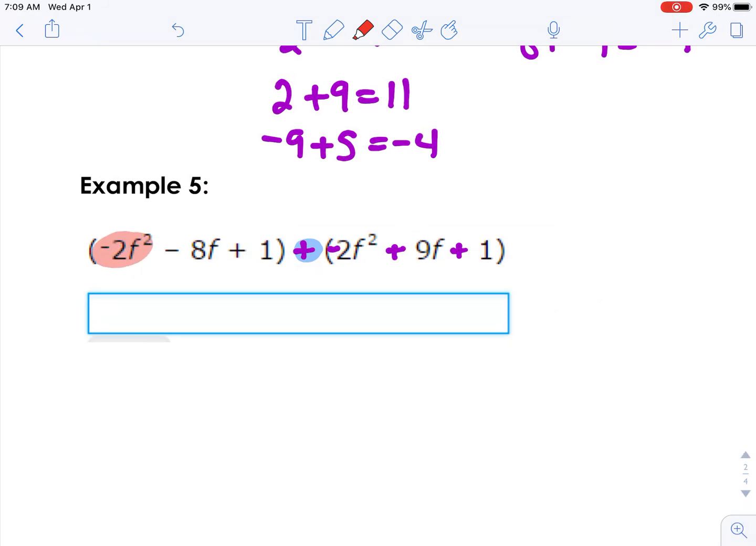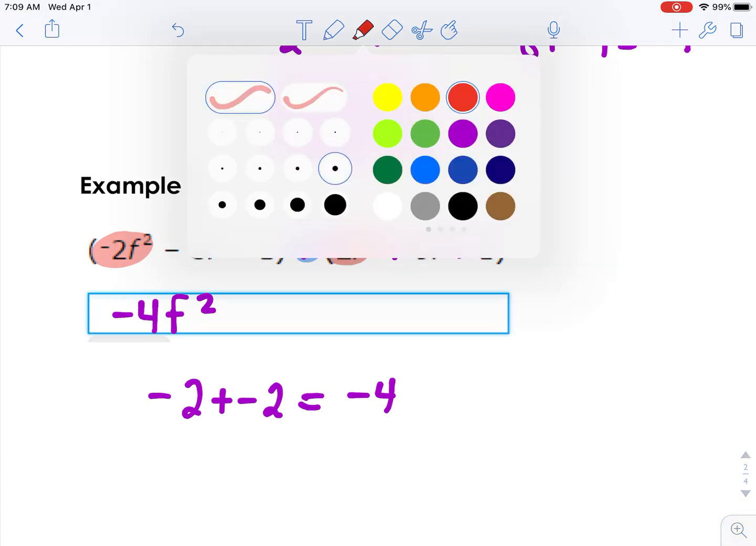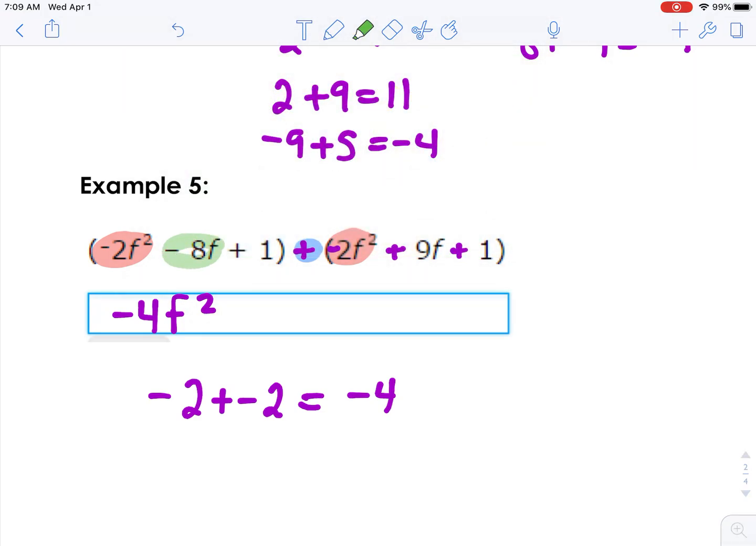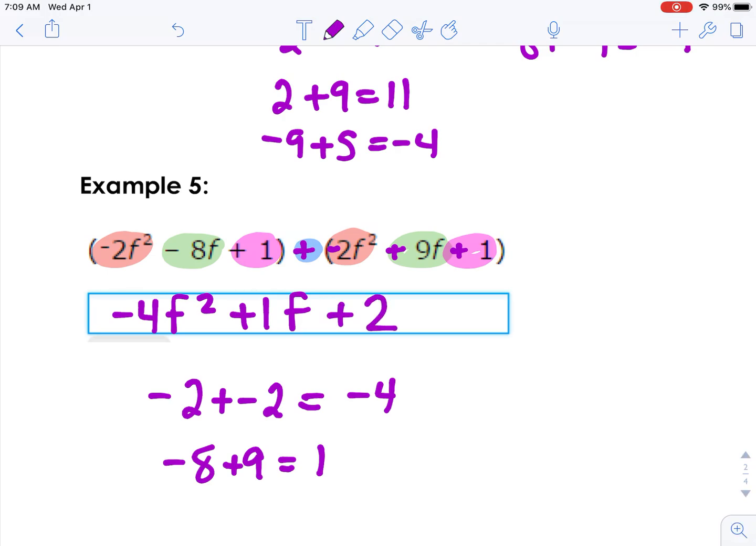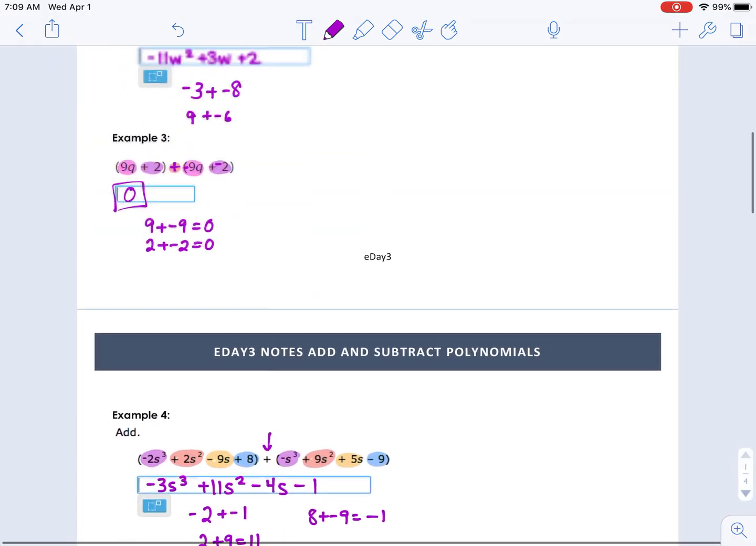From here, we're going to take our like terms. So -2 plus a -2 is -4. And then write your f squared. Keep the variable and exponent the same. Next, we have -8 plus 9 which is 1, so plus 1f. And the last one is 1 plus 1, and that is 2, so plus 2.